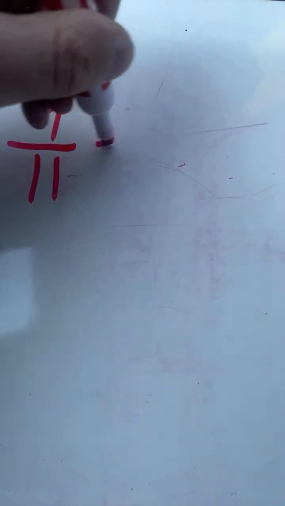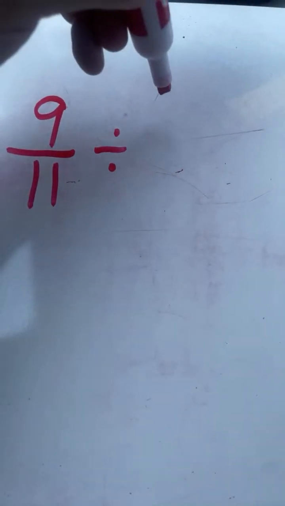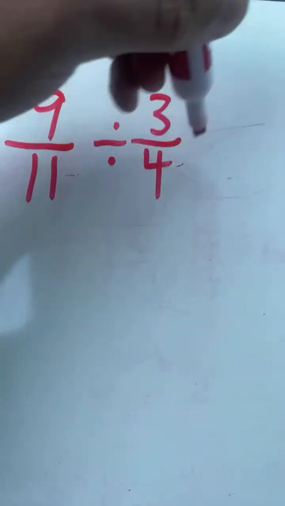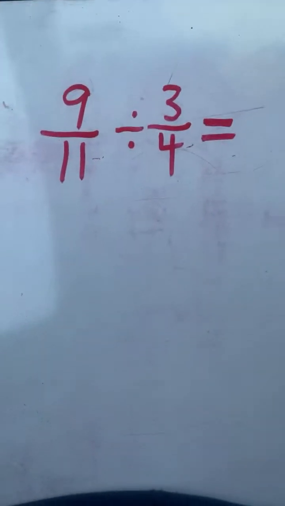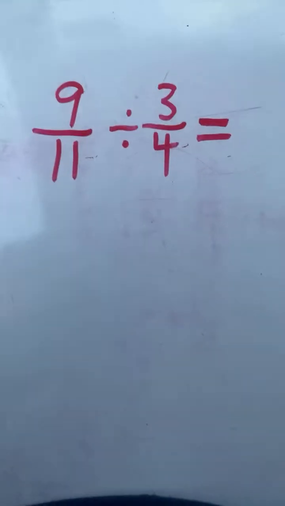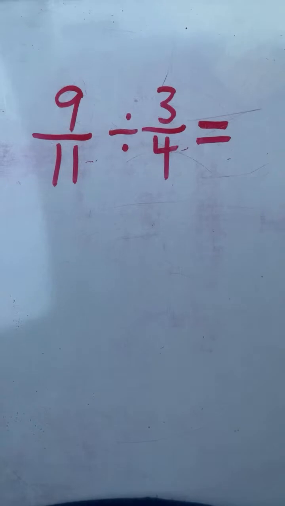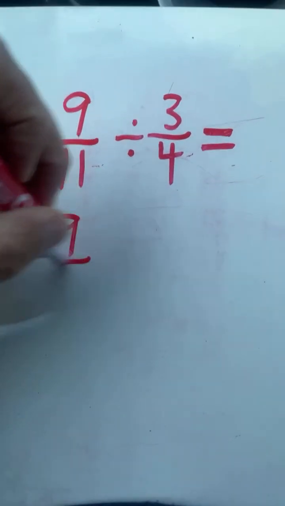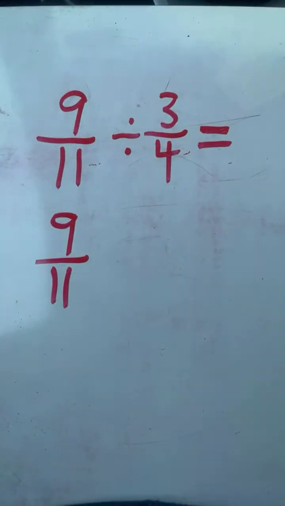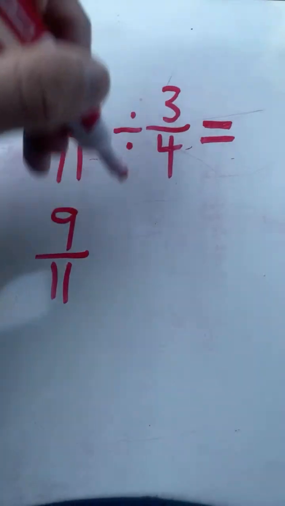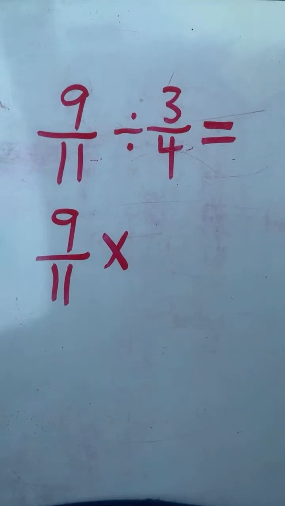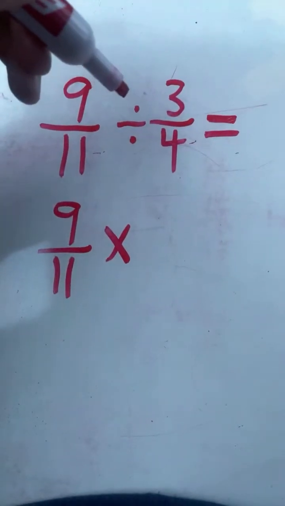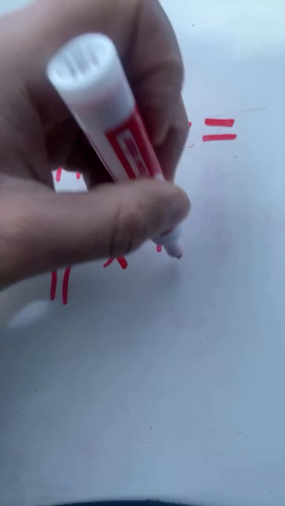9/11 divided by 3/4. Step 1, we keep. 9/11 stays the same. Step 2, we change the sign, division to multiplication. And step 3, we flip. 3/4 becomes 4/3.